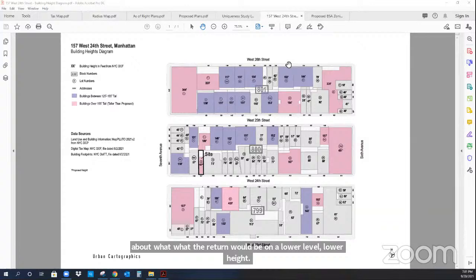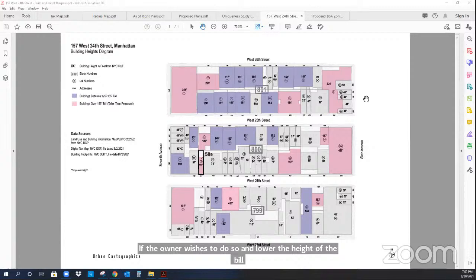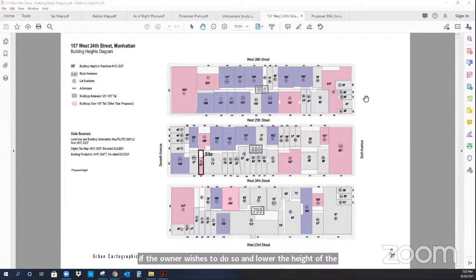We would have to analyze that. I mean, we don't have those numbers. We'd have to go back, if the owner wishes to do so, and lower the heights of the buildings and redo a financial analysis to see what type of return that would give. I don't have that at the moment. We'd have to redesign the building and do the financials for that.